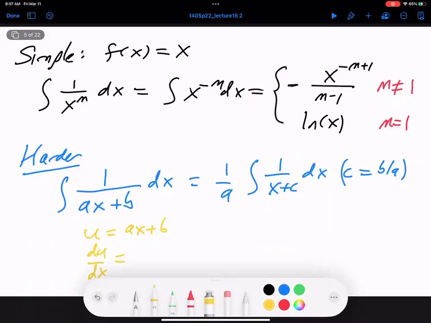If u is ax plus b, du dx is a. Right? And then that means du just goes away.